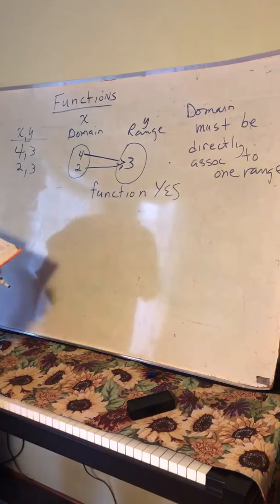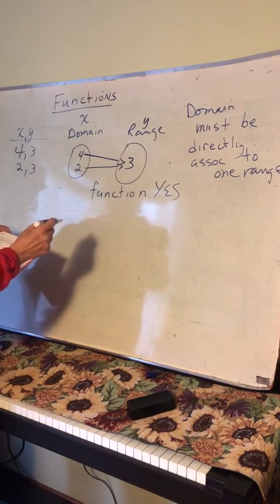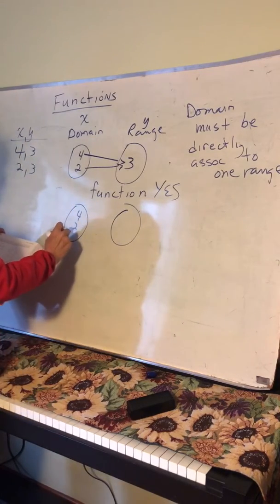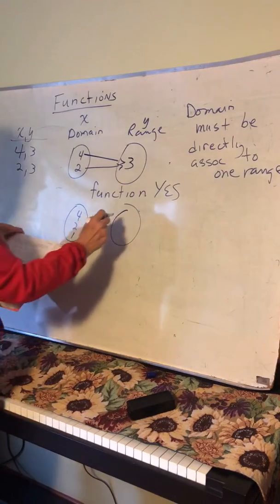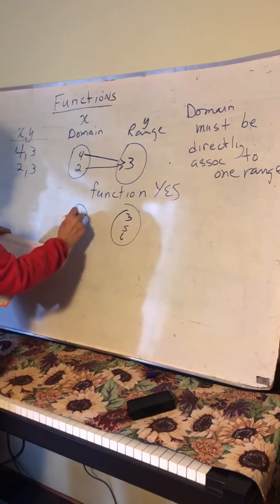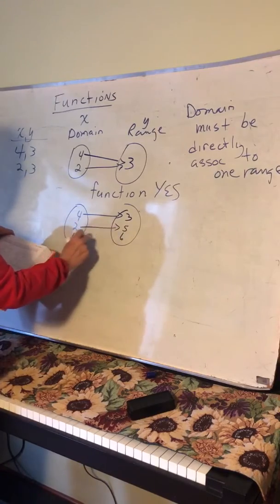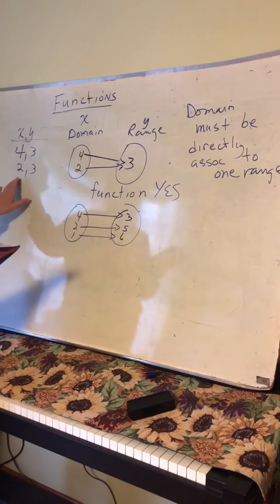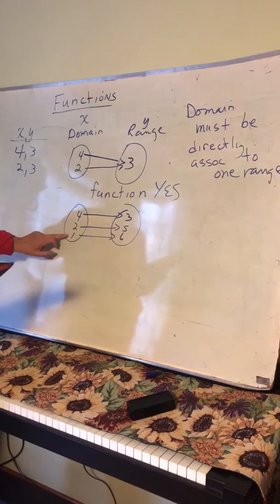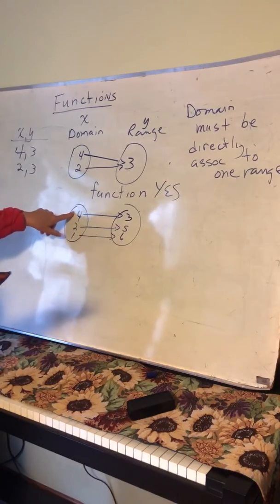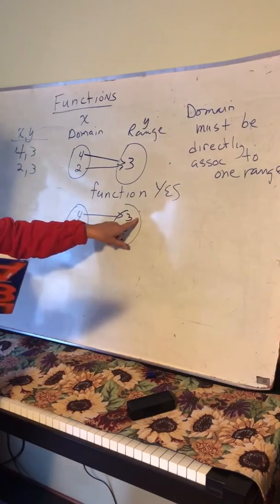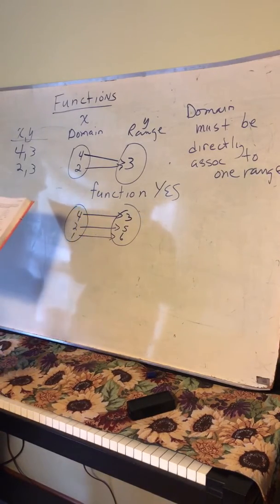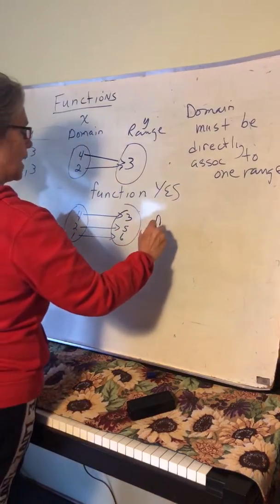If it is this form, say it looks like this, 4, 2, 1, and this is 3, 5, 6, and this relates to this one, this relates here, this relates here, then these are also points like this: 4, 3, 2, 5, 1, 6. Each domain, each x value relates to a y value. This is a function. Yes.